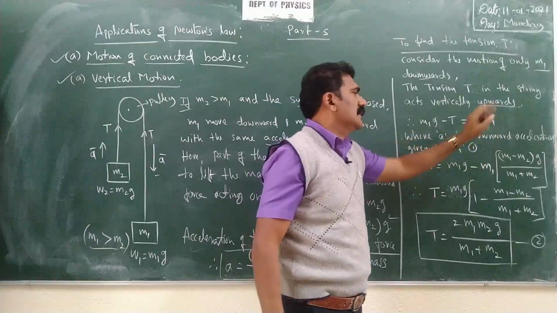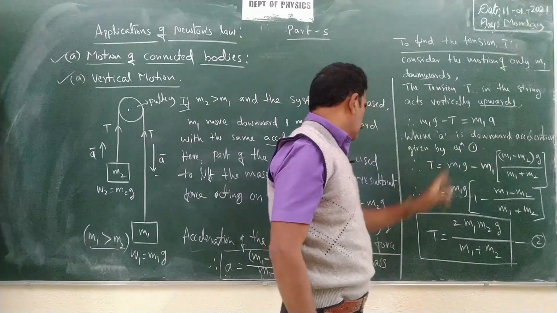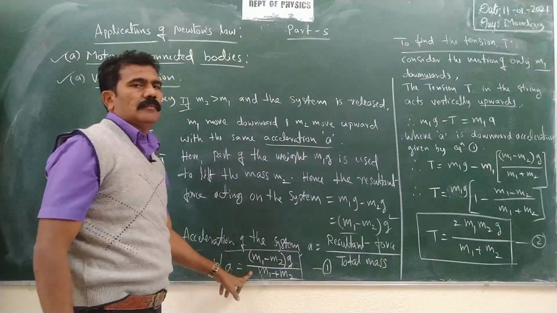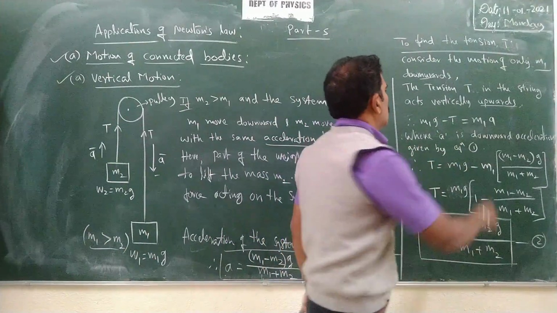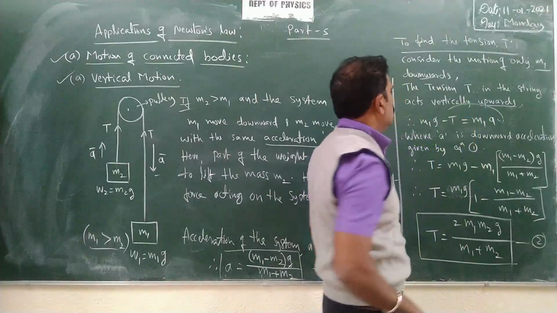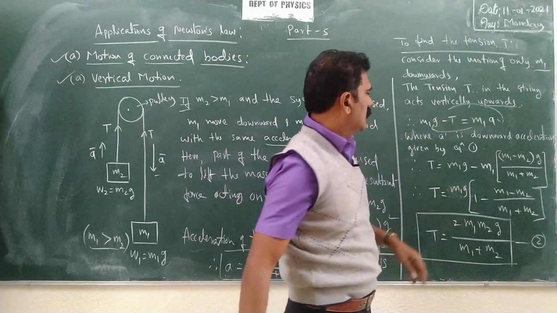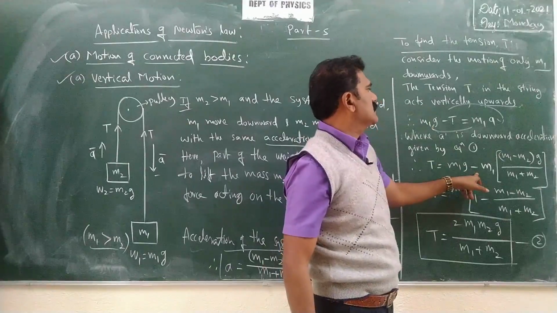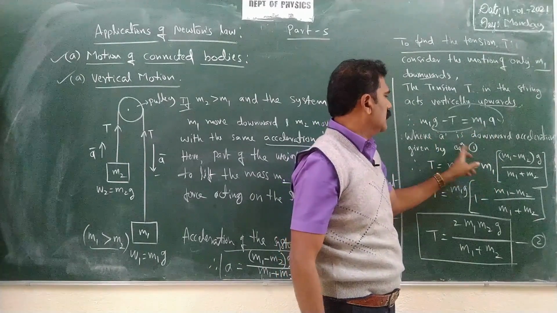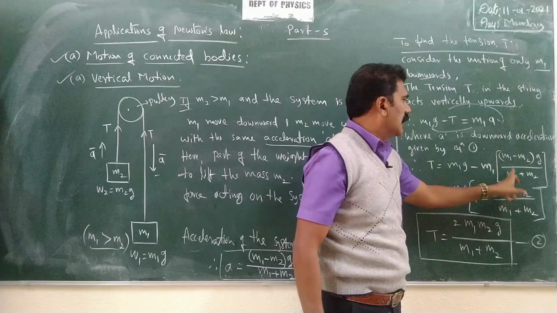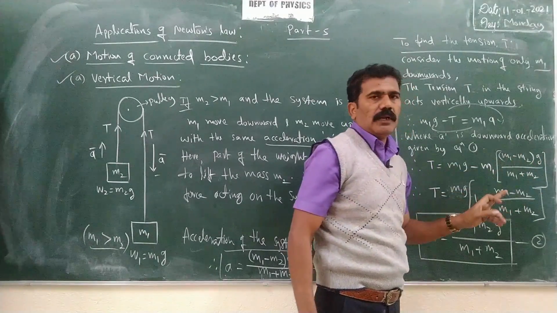m1 into a, where a is the acceleration. Now this acceleration is already given by equation 1. Now simplify this equation for T. You take the T to the other side, it becomes plus T, and take m1a to the left hand side, so that you get m1g minus m1a. Now from equation 1, a is substituted here. What is that a? (m1 minus m2) into g divided by (m1 plus m2), right?